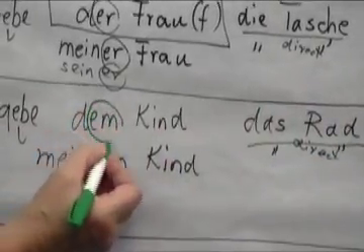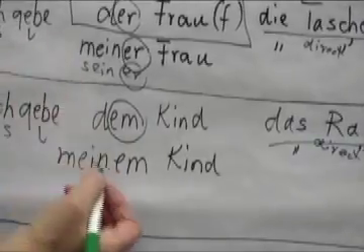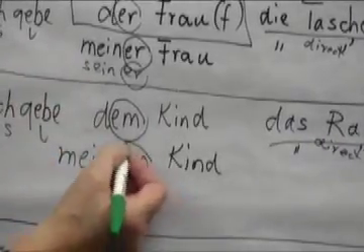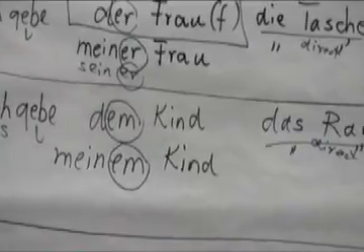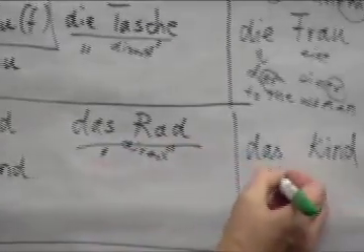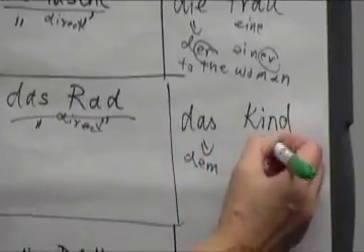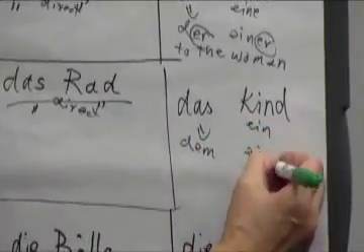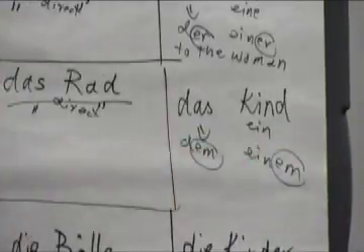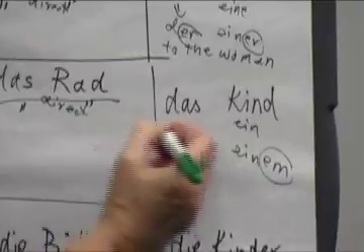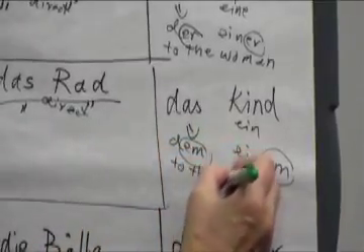Das changes to dem. And if I say I give the ball to my child, then I have the possessive adjective, but the ending is still em. So, if we have a das word, it changes to dem. If you have an ein word, it changes to einem. Okay, and again, dem means to the. And here it's to the child.